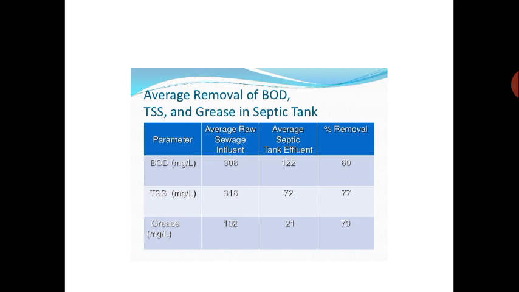Grease will be 102 milligram per liter if you test the raw sewage. Then if you take the sample from the end of the septic tank, whatever we are discussing, the average septic tank effluent, it is the end of the septic tank, meaning after treating everything, if you are disposing that effluent to the soak pit, there we are testing it. Once it is tested, we will come to know that it will be around 21 percent. Normally the removal will be high only, that is 79 percent.